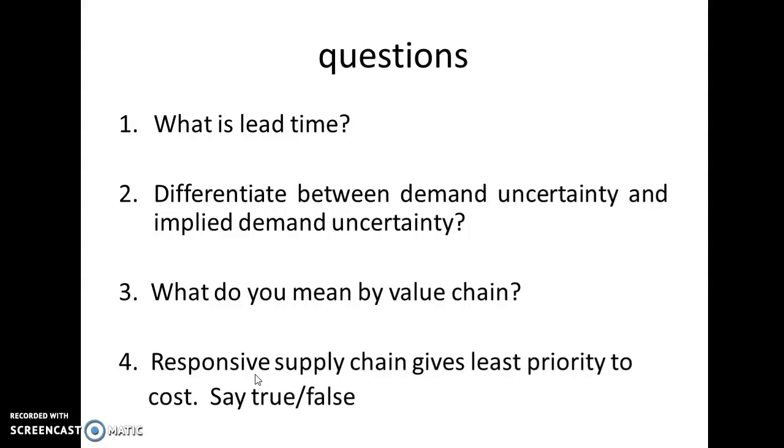The next question is, differentiate between demand uncertainty and implied demand uncertainty. Demand uncertainty means the uncertainty that happens in the demand for a product. Implied demand uncertainty means the uncertainty in the demand happens for a product, but the difference is that it happens only for a portion of the demand. For example, the demand uncertainty for emergency orders only.